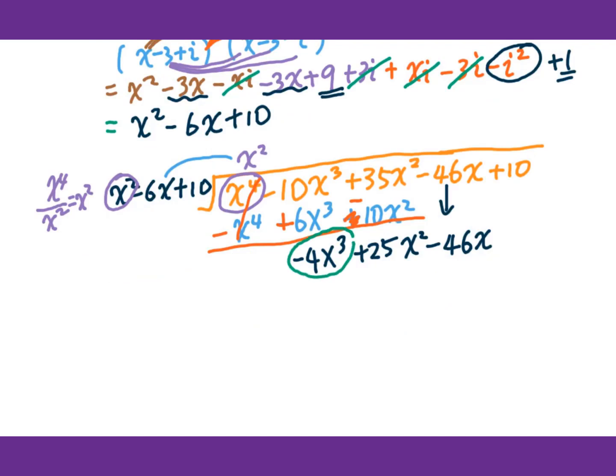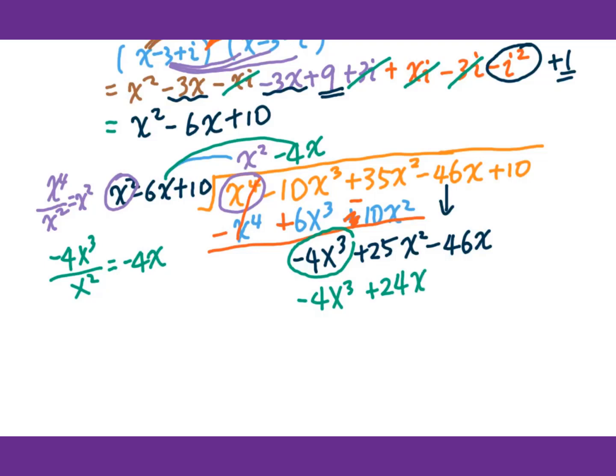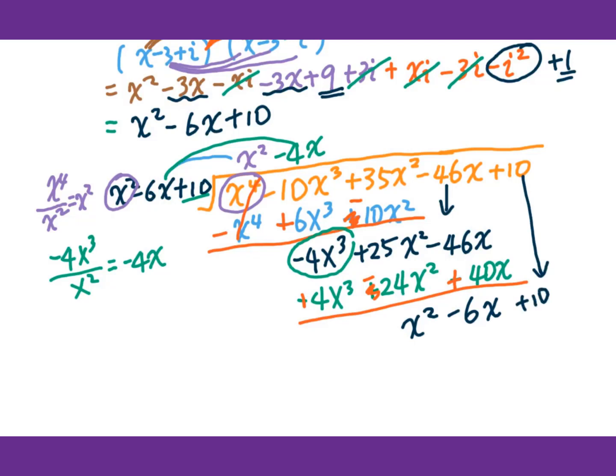Then divide, first term divide, we got negative 4x third power divided by x squared. You will get negative 4x. So negative 4x. Multiplication here. You got positive 24x squared. Then 10 times negative 4x, you get negative 40x. Change the sign, adding. So you will get x squared minus 6x. Drop down this 10. Then first term divide. You will get x squared divided by x squared equals 1. So plus 1.